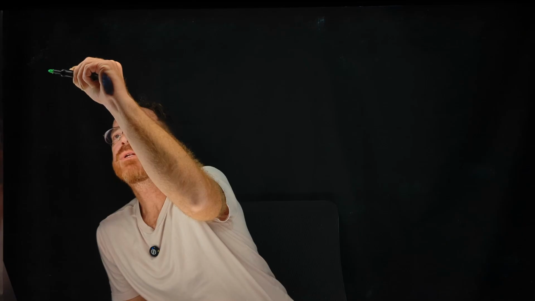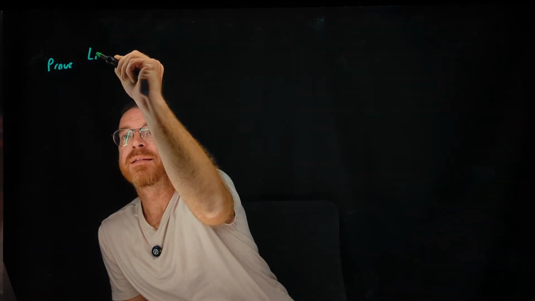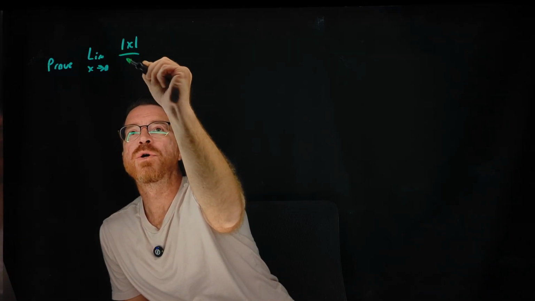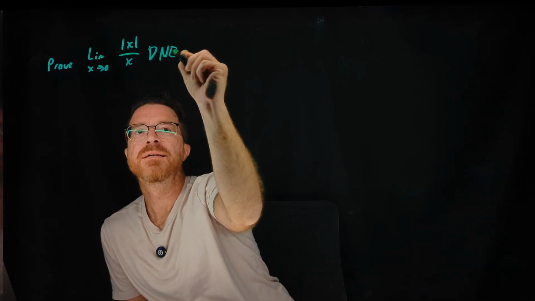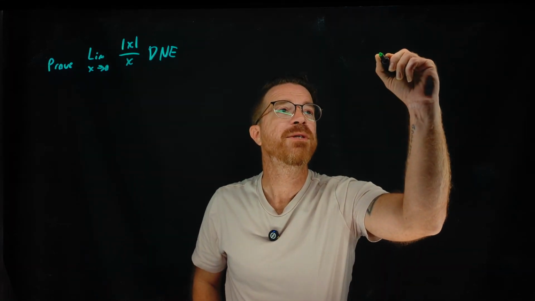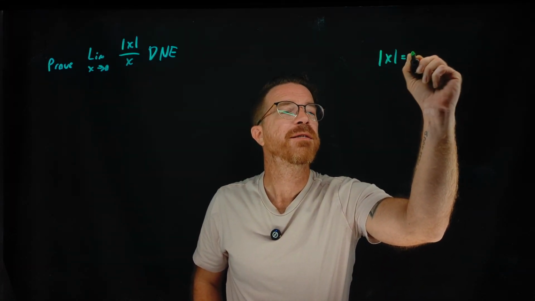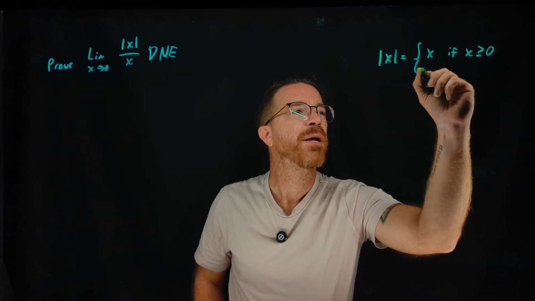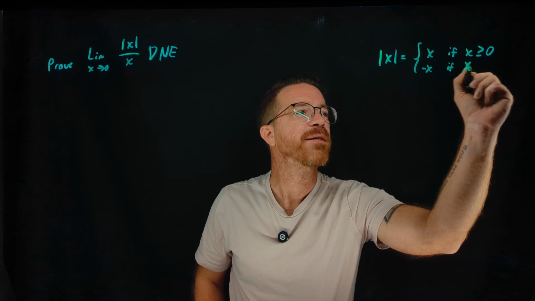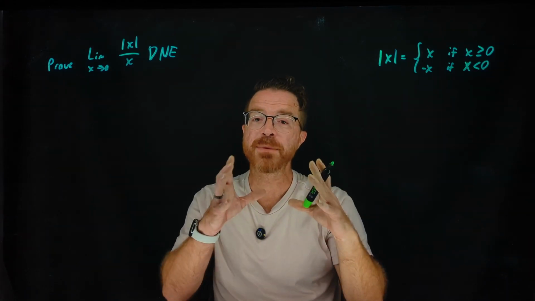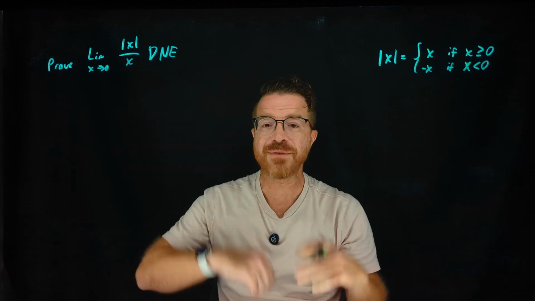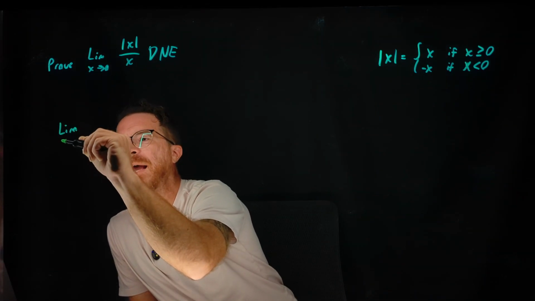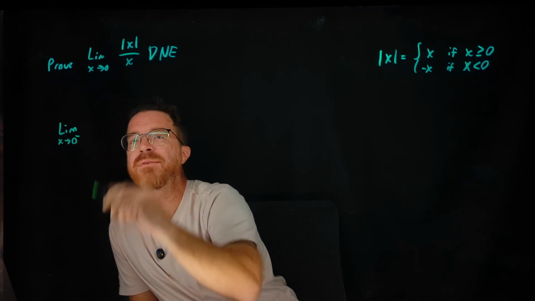Next, what we want to do is prove that the limit as x approaches 0 of the absolute value of x over x does not exist. So for this problem, again, we are going to be using the fact that the absolute value of x is equal to x if x is greater than or equal to 0, and negative x if x is less than 0. So we're going to look at it from two different sides. We're going to look at it as we approach from the left, and as we approach from the right. So for the left, we're going to have the limit as x approaches 0 from the left.